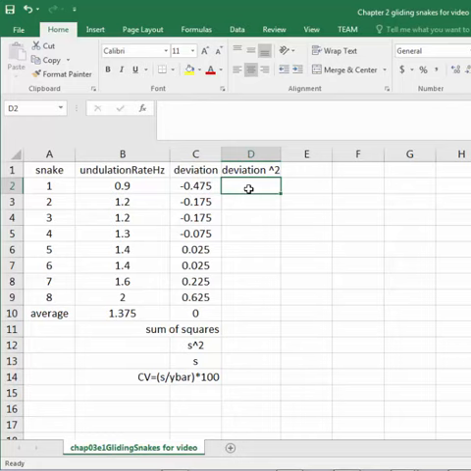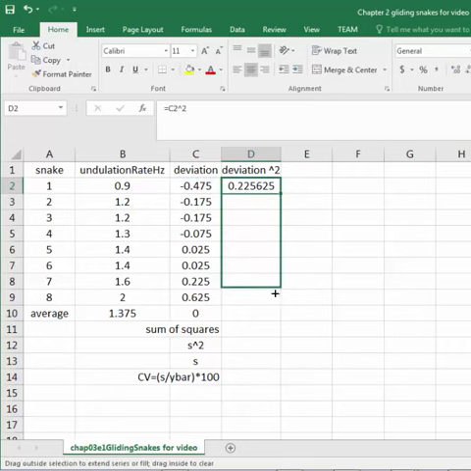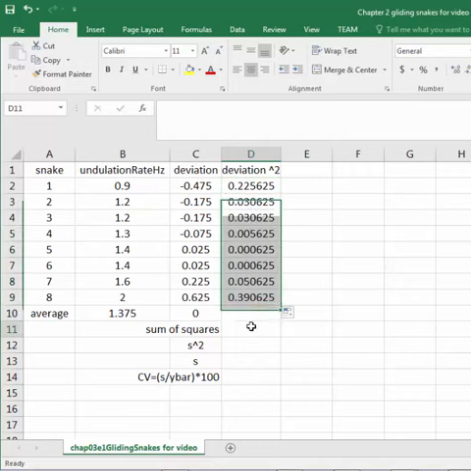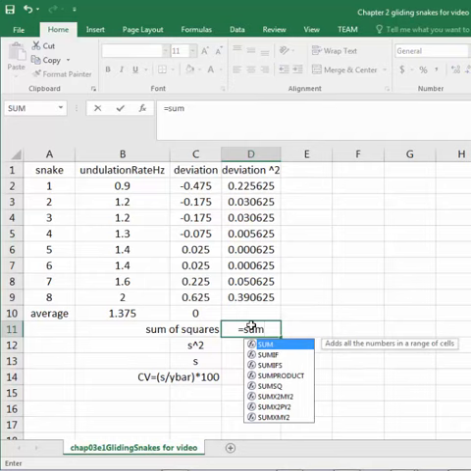The next step is to square the deviations, and then we'll sum it over all observations, and that's done simply by equals raised to the second power. Then we'll sum those. This will be the sum of squares.